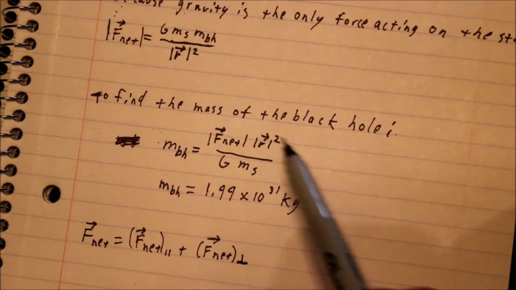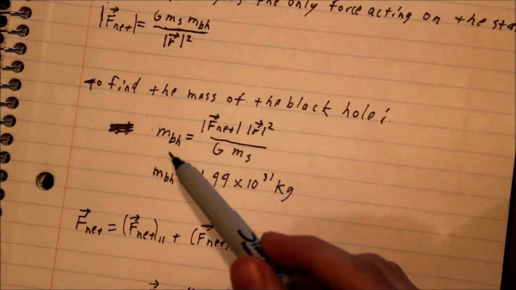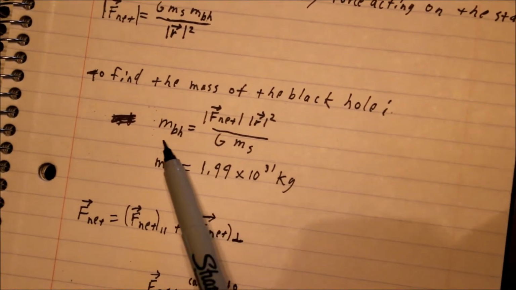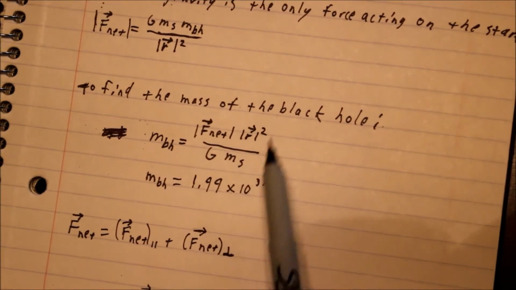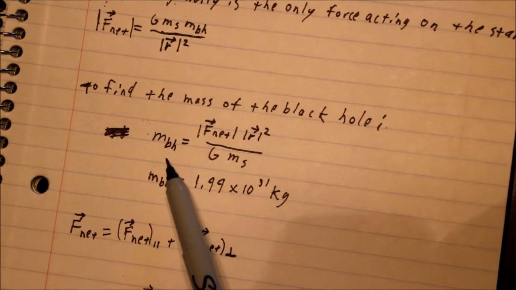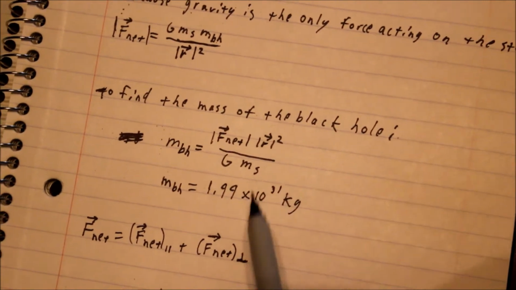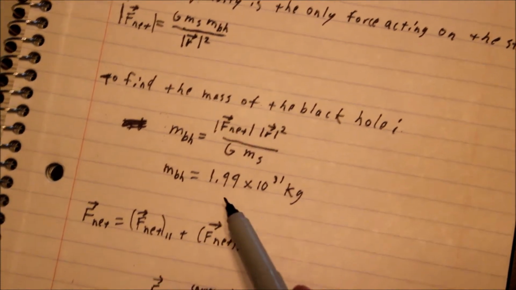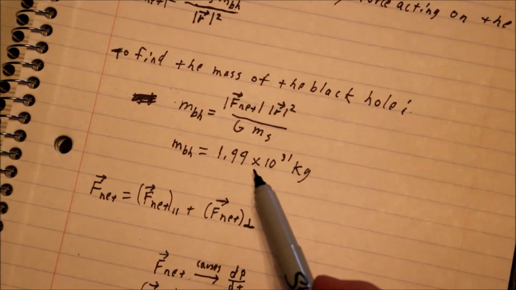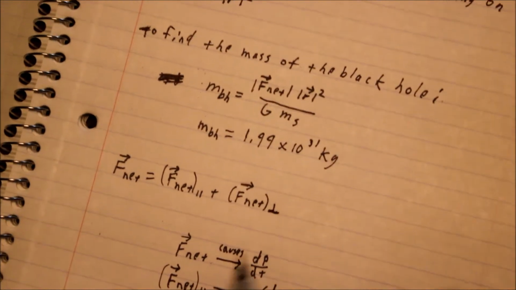And so to find the mass of the black hole, we can rearrange this formula, where this is the new formula, where we put the mass of the black hole alone on one side and everything else on the other side through algebra. And the mass was determined to be 1.99 times 10 to the 31 kilograms.